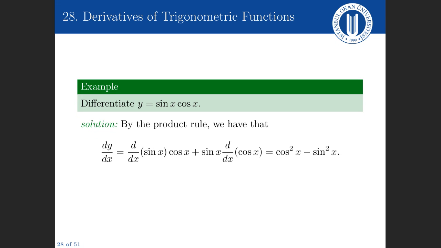Differentiate sine x cos x. This time we need to use the product rule. Derivative of sine multiplied by cos plus sine multiplied by the derivative of cos. We get cos cos plus sine multiplied by minus sine, or cos squared minus sine squared.